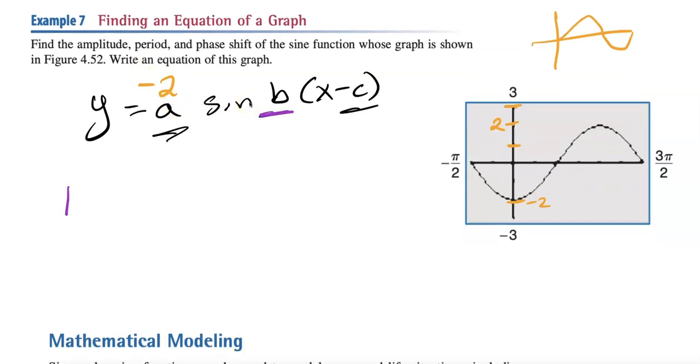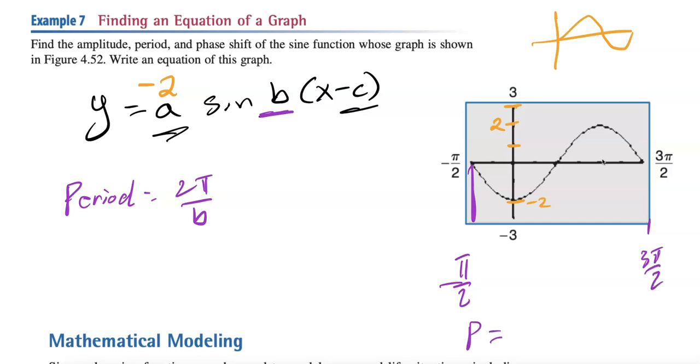Well, b has to do with the period, right? So the period equals 2 pi over b. And that's the equation we've got to solve. We're trying to find out what b is. All we've got to do is figure out what the period is. Now this graph makes it a little tougher because we're going from negative pi over 2 to 3 pi over 2. The way you find the period is the way you find the period of anything. You just subtract where you end minus where you started.